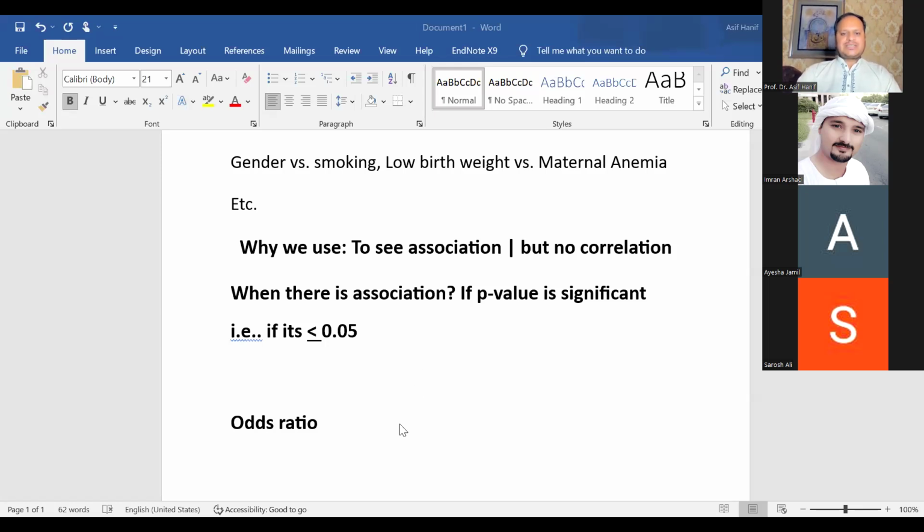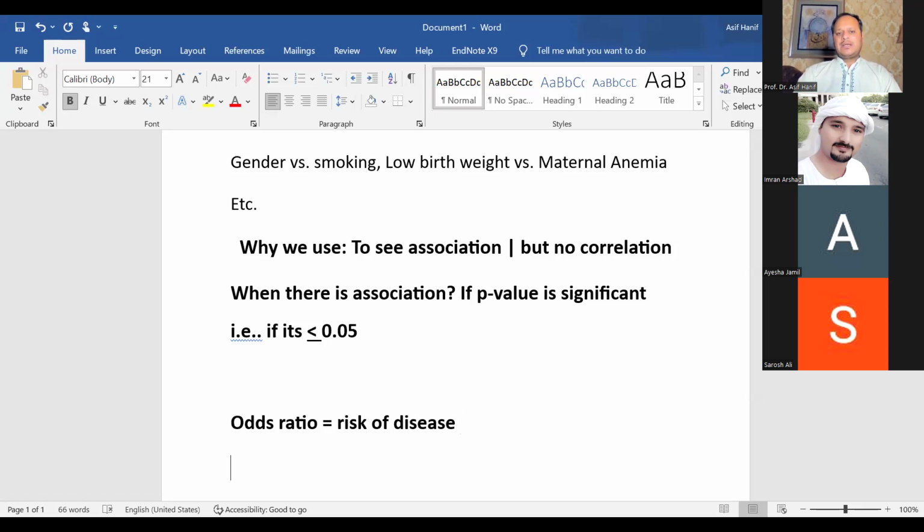Odds ratio is basically, what is the relationship between the chi-square test and odds ratio? The chi-square test sees association, while odds ratio tells us the risk of disease, for example. We are working on some disease based on some risk factors.